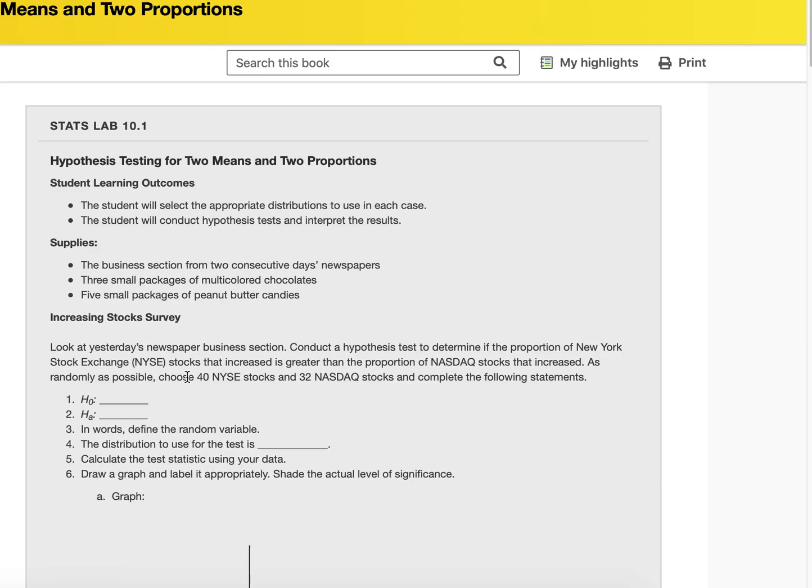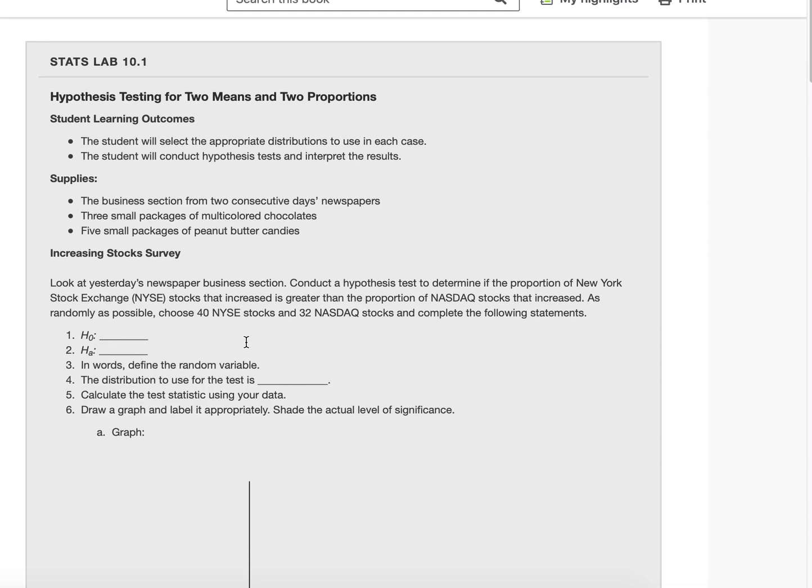Okay, let's look at two means and two proportions.